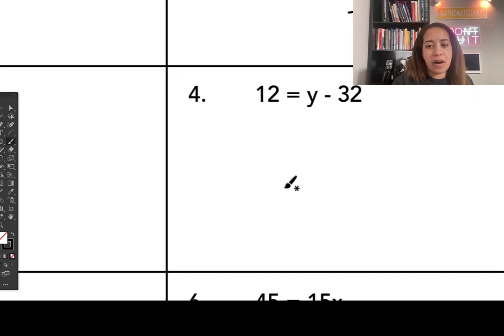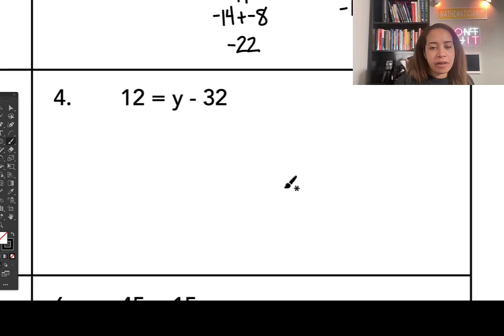Here is number 4. Always find your variable and pay attention to the operation that you see. So this time my variable's on the right side of the equal sign, and I see subtraction. We always want to do the opposite operation to both sides. The opposite of subtraction is addition, so I need to add 32 to both sides of the equation. Now I've got y all by itself on the right side, and then on the left side, 12 plus 32 gives us a final answer of 44.